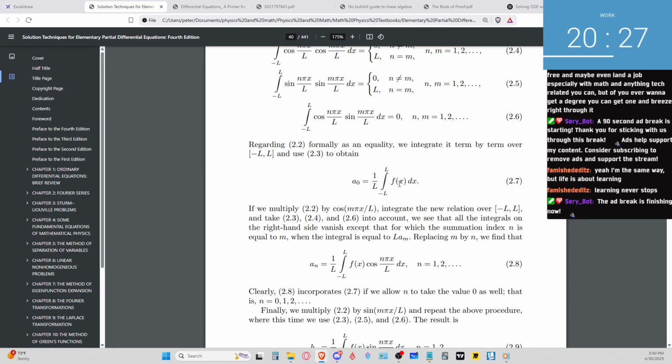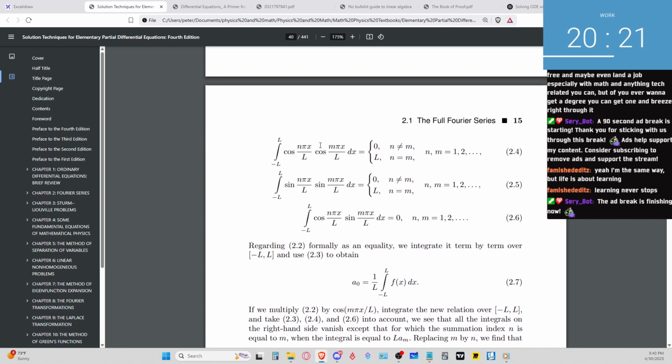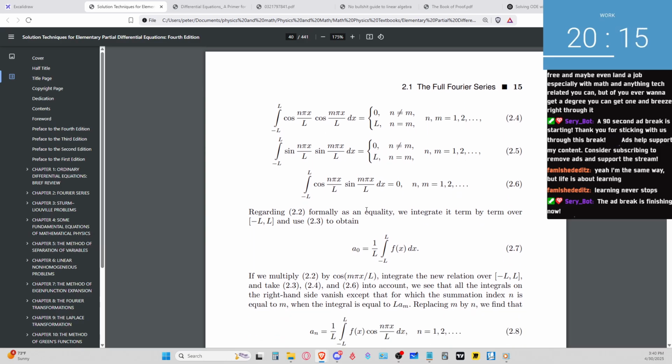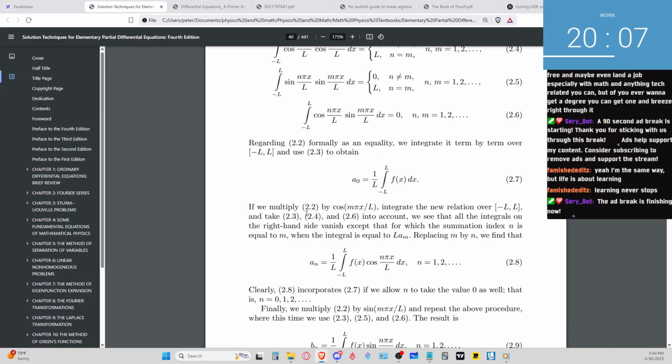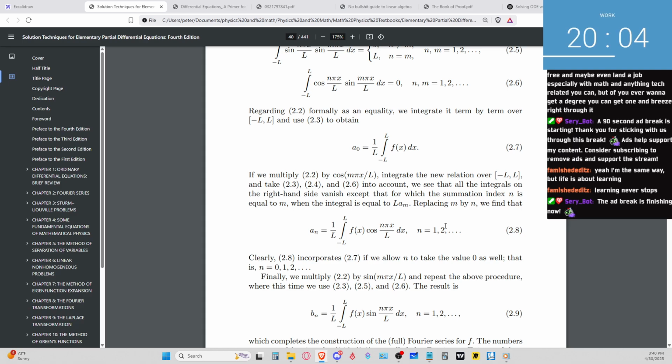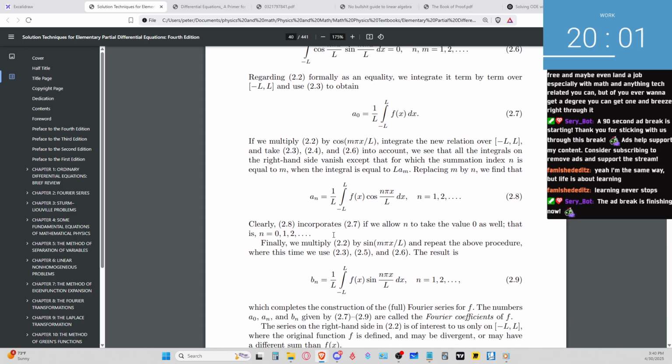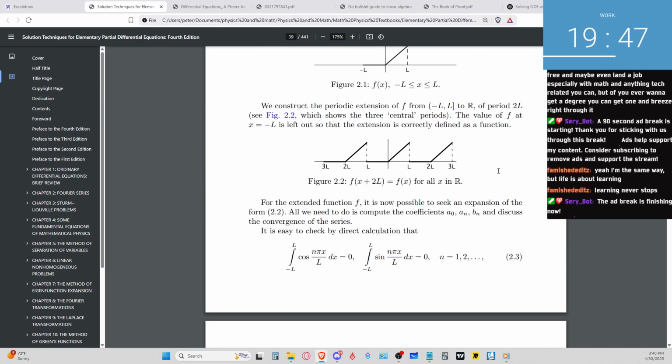Let's see. Yeah, this one I'm not getting. I'm like, why do they show this? Formally equality. So A is equal to 1 over L, and L is okay. So if we put this in here, incorporate. If we allow n to take the value of 0, well, so we multiply. What is 2?